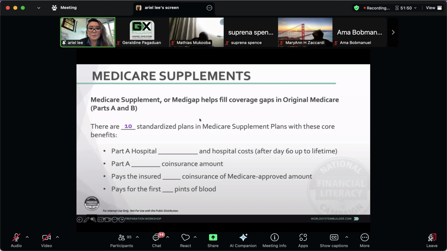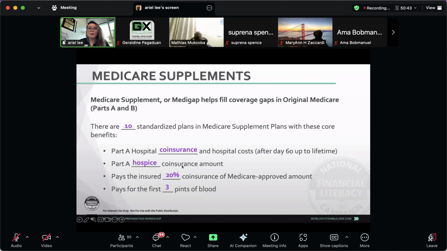There are 10 standardized plans in Medicare supplement plans with these core benefits. Part A covers hospital costs after day 6, hospital visits, co-insurance, inpatient care. Then Part A hospice is the co-insurance amount. Part B pays the co-insurance of the Medicare approved amount. So after Medicare approves, the patient is only responsible for 20%. Okay. So this I don't think we went over, but Medicare only pays for 3 pints of blood.